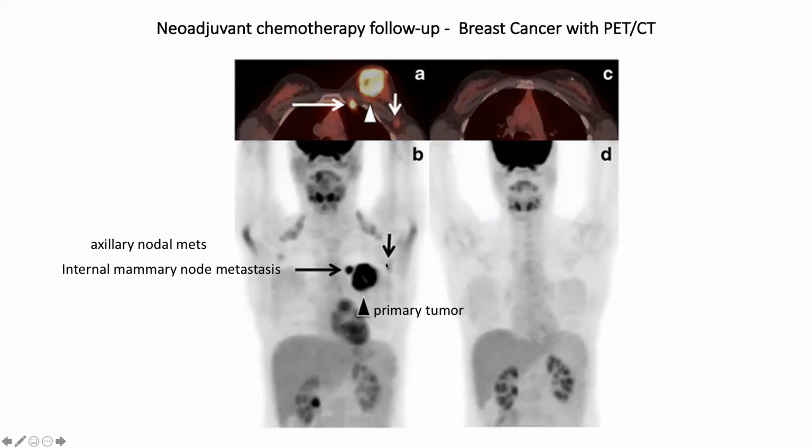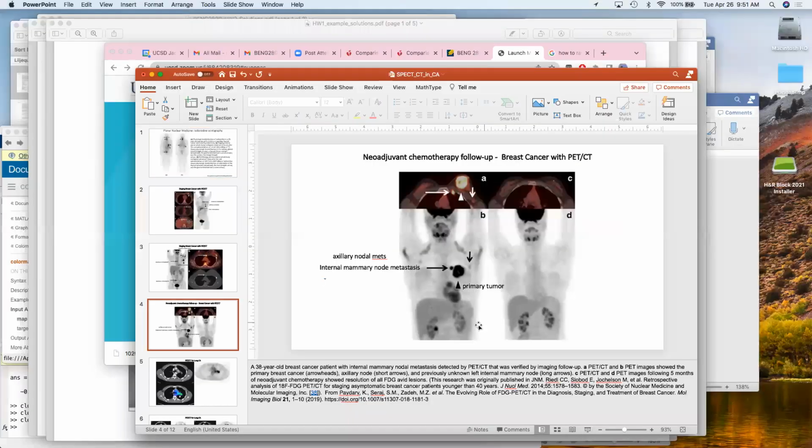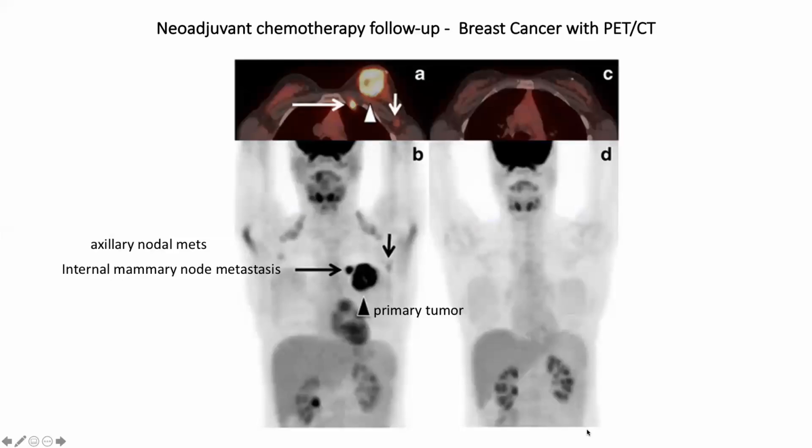Now, the reason I picked this one is because not all news is terrible, right? So here's this patient with a very large breast cancer, and this is follow-up. I cannot remember how long it was, maybe 6 months. Let's see. It was 5 months follow-up, following what's called neoadjuvant chemotherapy.